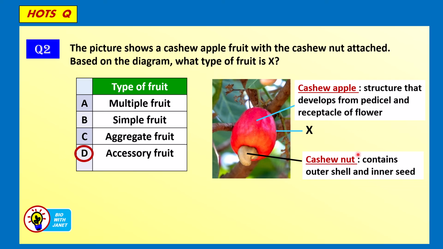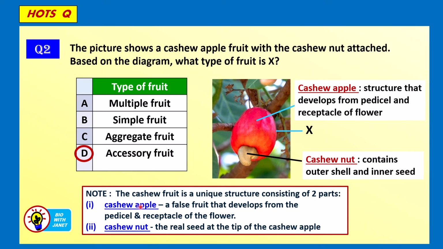Let's see this note here. The whole cashew fruit here is a unique structure consisting of two parts. The cashew apple is a false fruit that develops from the pedicel and receptacle of the flower, not from the ovary. That's why it's called a false fruit, because the real fruits, the fruits that are really fruits, must develop from the ovary wall. Now, the cashew nut is the real seed at the tip of the cashew apple.